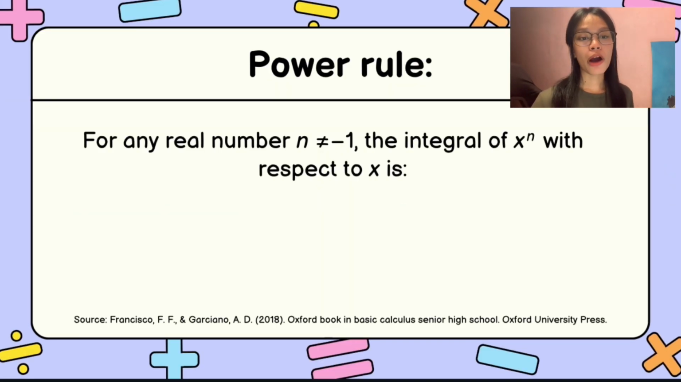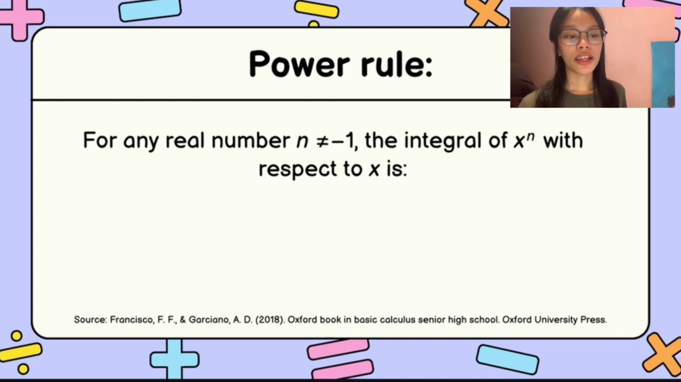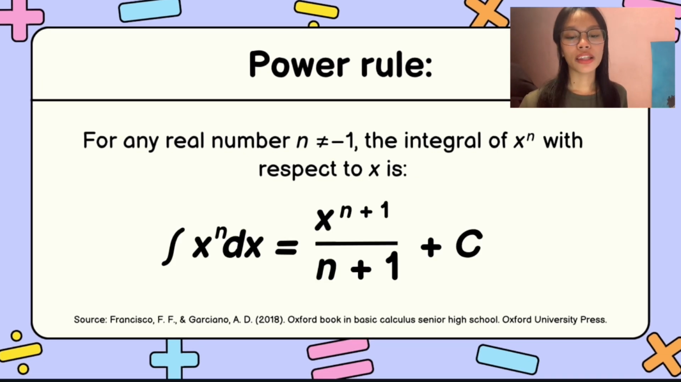The next one is the power rule. For any real number n that must not be equal to negative 1, the integral of x raised to the power of n dx is equal to x raised to the power of n plus 1 over n plus 1 plus c. Now the formula may look complicated, but you will only need to add 1 to the exponent.